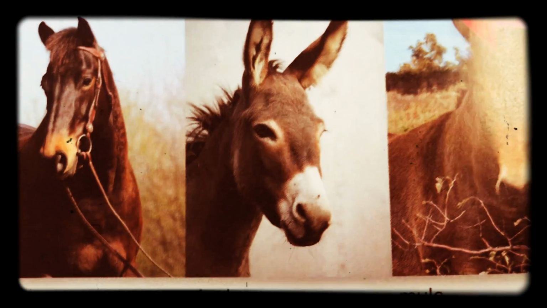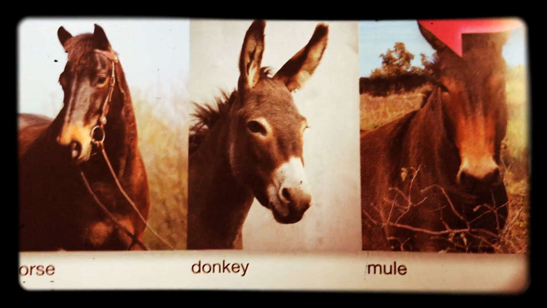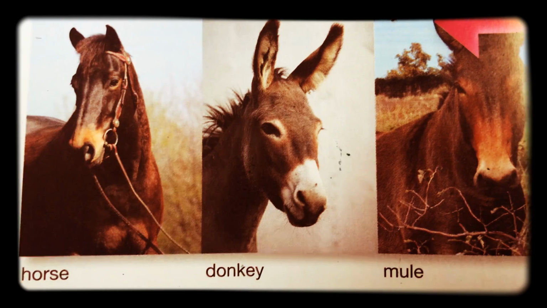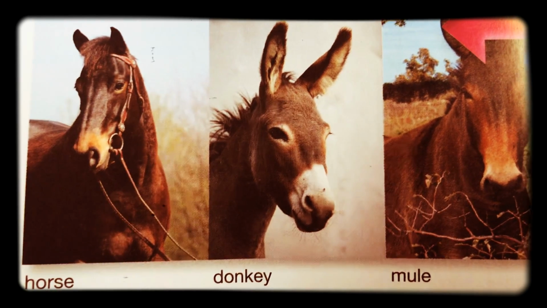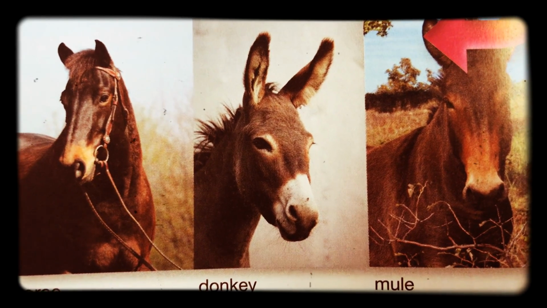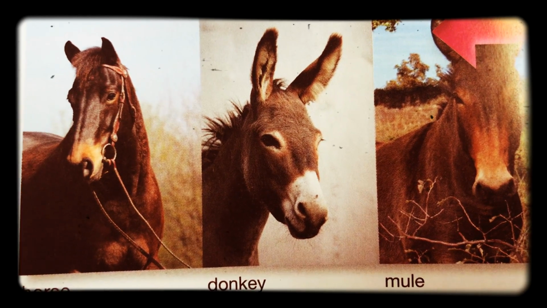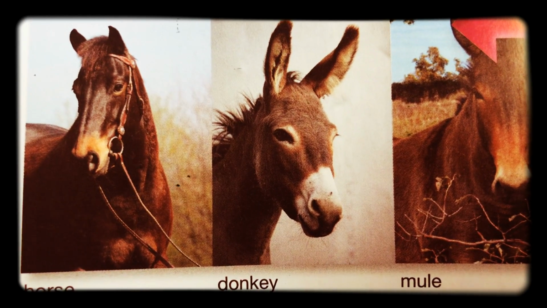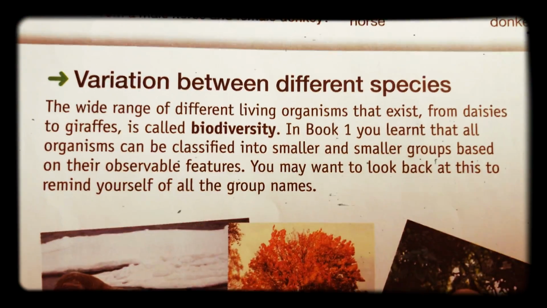So what we need to do is try and understand these ideas. Even though they have similar features, it'd be easy to think that they are variations of a single species, but horses and donkeys are different species. We'll be talking about the word species later in the video. And let's talk first of all about variation.